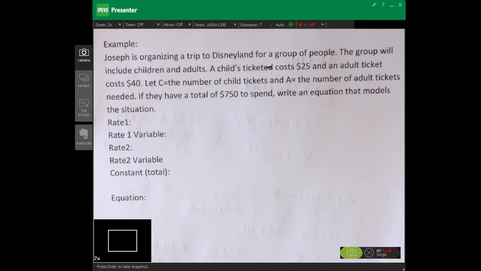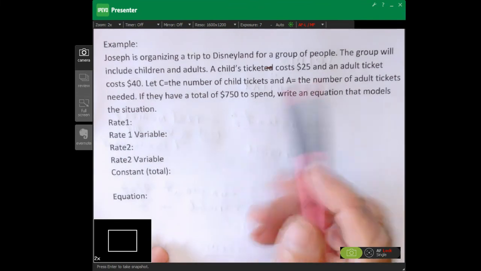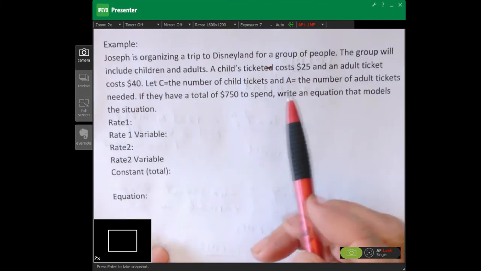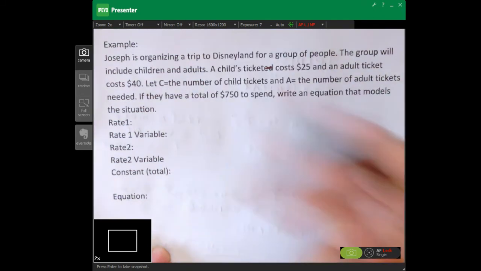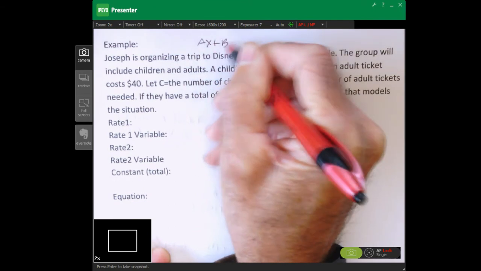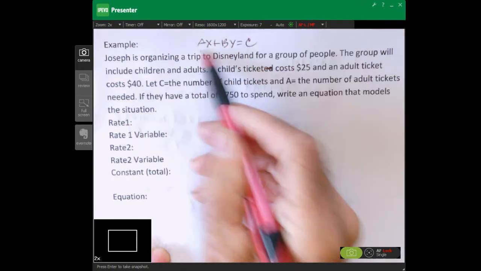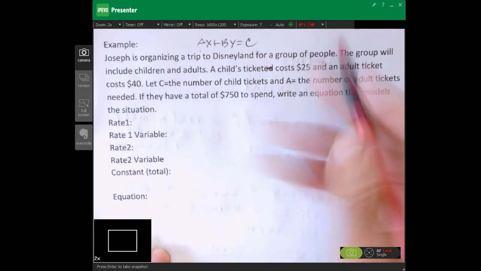Okay, what we're going to do right now is write some word problems, application problems. And we're going to use problems that will use standard form. Standard form is this form right here: Ax plus By equals C. So that's standard form of a linear equation.